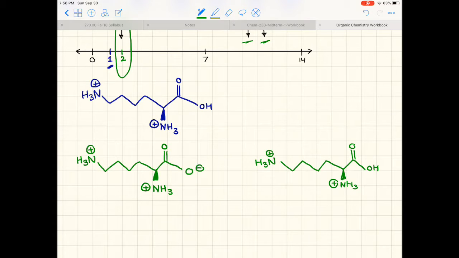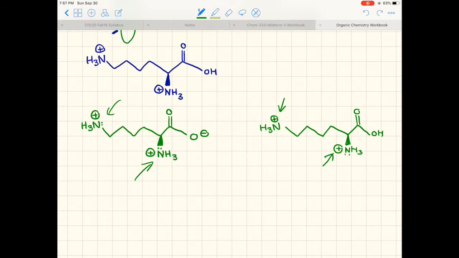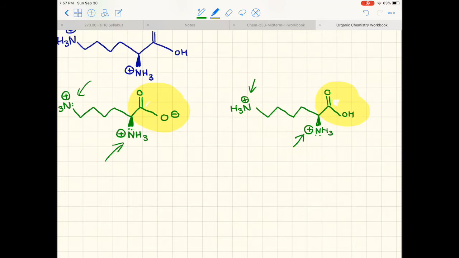So notice our side chain and the amine group both are protonated. They have the extra hydrogen, and this is just because the pH falls below the 2 pKa values. But the difference comes when we're looking at our carboxylic group. In this one, it's lost its hydrogen. In this one, it still has its hydrogen.